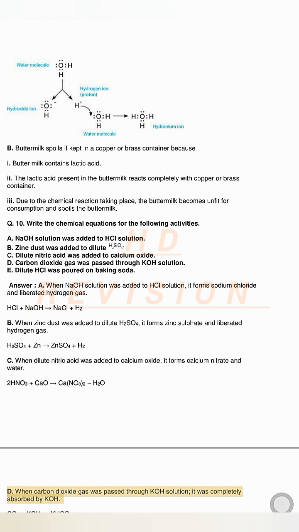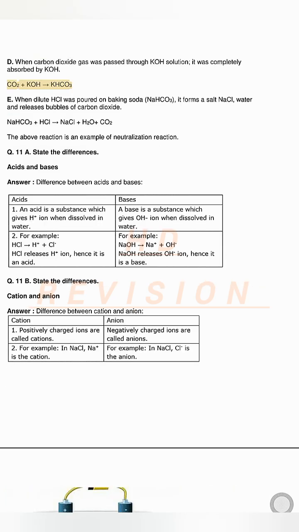D. When carbon dioxide gas was passed through KOH solution, it was completely absorbed by KOH. CO2 + KOH → KHCO3. E. When dilute HCl was poured on baking soda, NaHCO3, it forms a salt NaCl, water, and releases bubbles of carbon dioxide. NaHCO3 + HCl → NaCl + H2O + CO2. The above reaction is an example of a neutralization reaction.